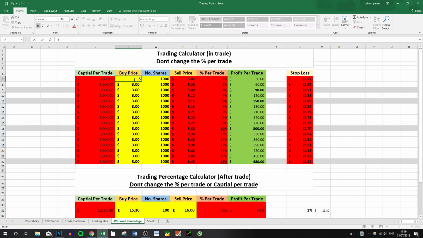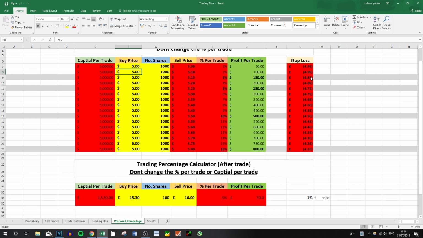So for example, on $5, every 5 cents is basically $50. So you just basically times the 5 cent increment by the number of shares, and then you get your profit per trade. So that's quite a good way of looking at it. And then over here we got the stop loss. So obviously 1% of $5 is 5 cents, minus 5 cents from $5 is $4.95.